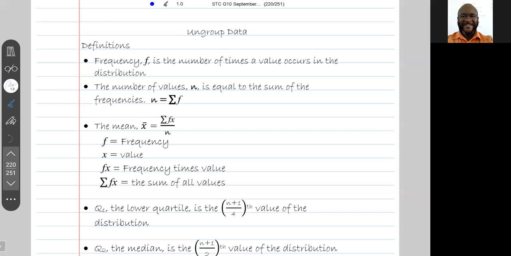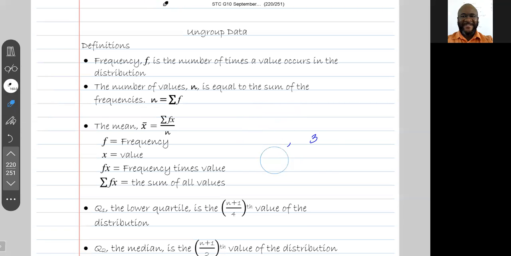Guys, definitions on the ungrouped data, we have frequency. Frequency is the number of times a value occurs in the distribution. So let us say there are 3 5s. The value would be 5 and the frequency would be 3. Frequency is the number of times a value occurs.